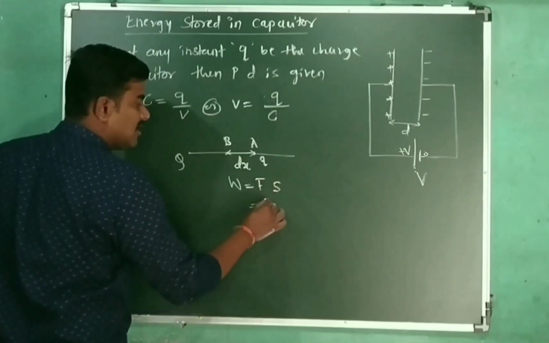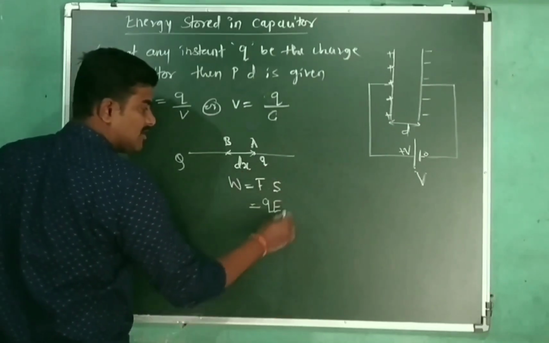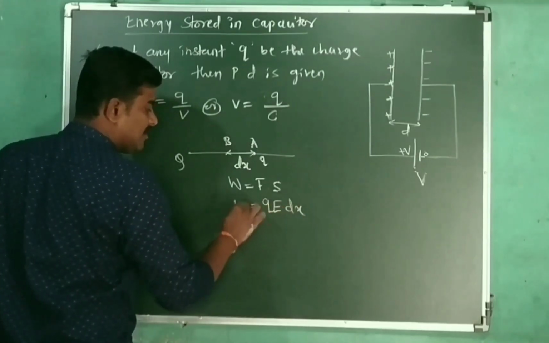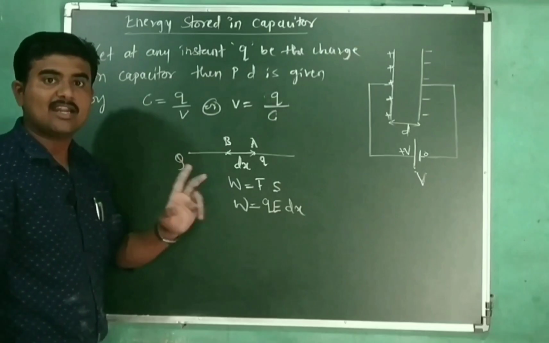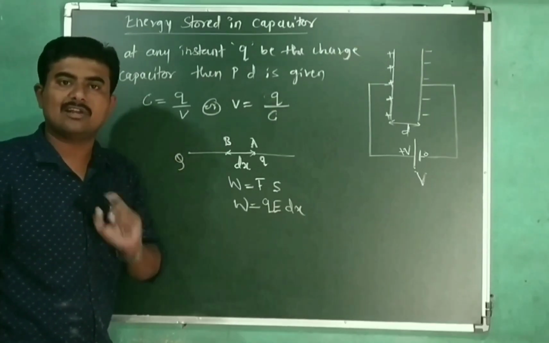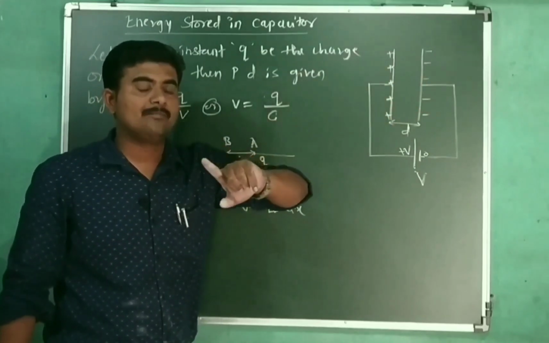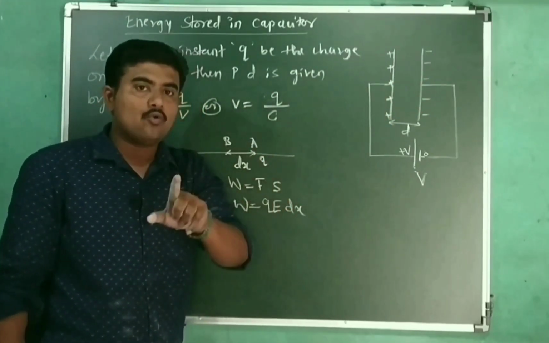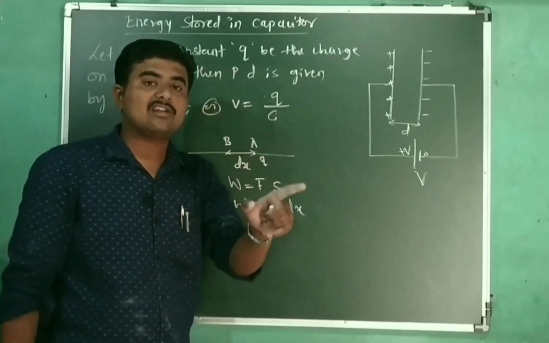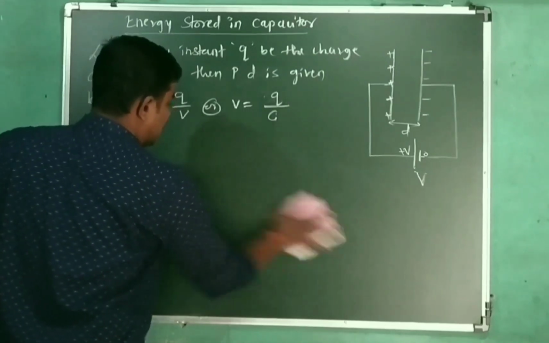And force is how much? It is q into E. And displacement is how much? It is dx. This is the work done, and this work done itself is stored as what? Energy, and that energy is called as what? Electrical potential energy. Already this capacitor is having Q charge, and now you are placing dq charge. It means you have to work against the electric field created by Q charge in order to place dq charge.